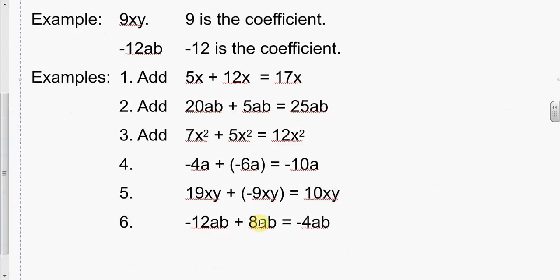Negative 12ab plus 8ab. Well, they both have ab in them, so that means that they're like terms. So now we just add negative 12 plus 8. So if I go 12 to the left on the number line, I stop at negative 12, and then you go back to the right 8 units, you end up at negative 4. Negative 12 plus 8 is negative 4. We keep the common expression ab.